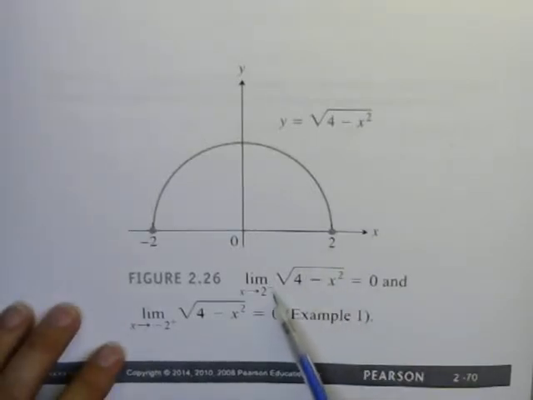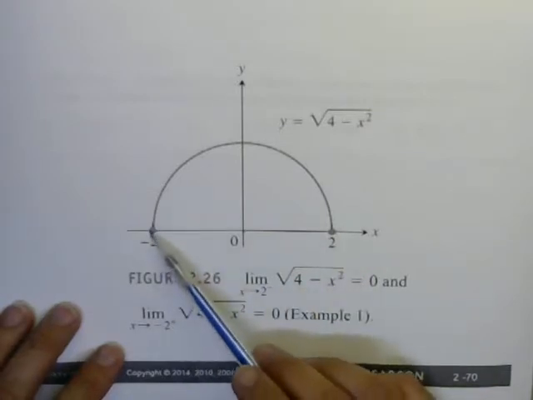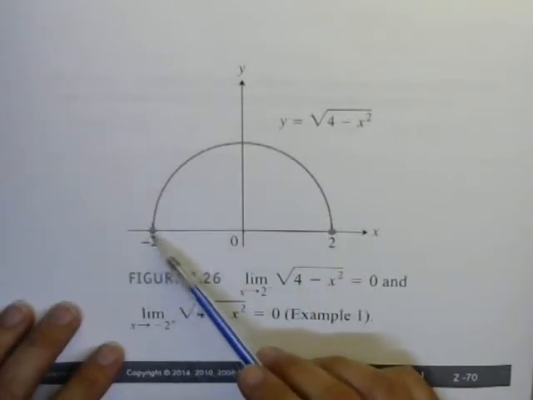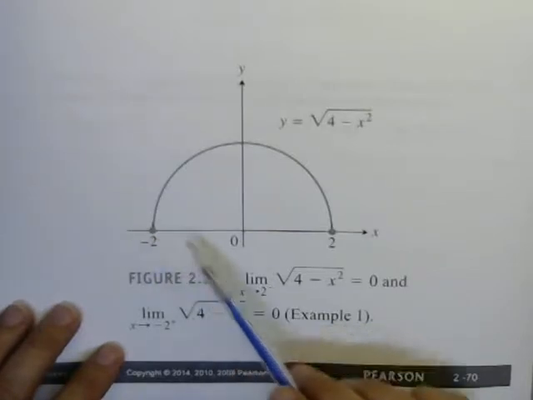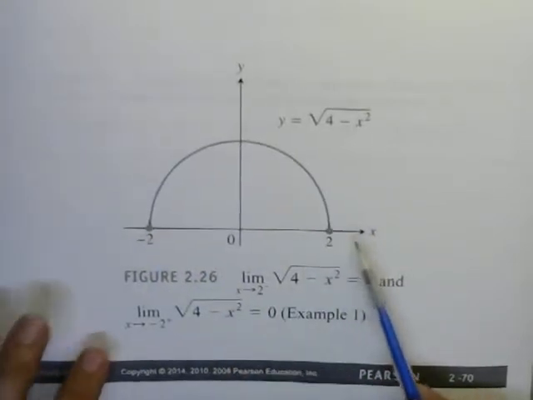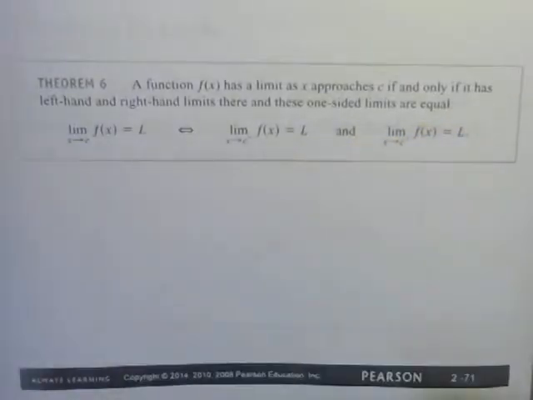So in this particular case, I guess we have the same value here. As x approaches 2 from the left, you get 0, and as x approaches negative 2 from the right, you get that the height is 0 also. I guess you can't really talk about the limit from the left here or the limit from the right because there's no function defined there.